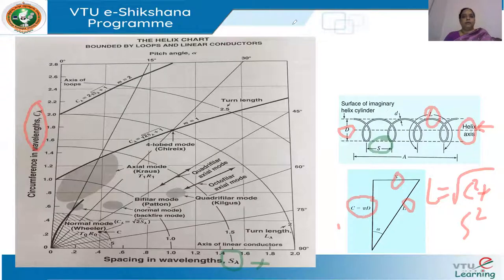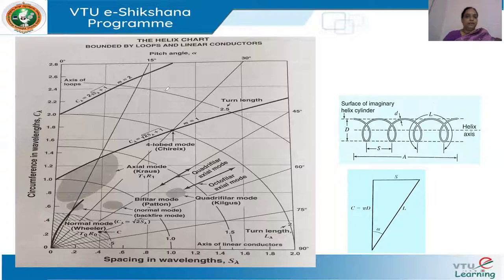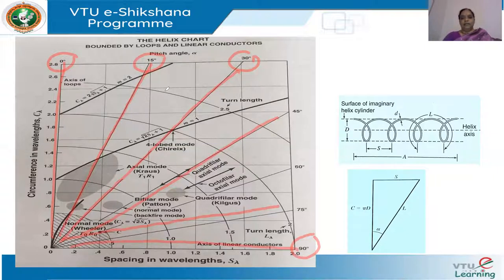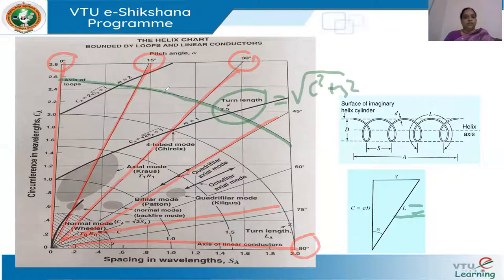Now, last class we have seen how you can represent a point here. The pitch angle is 0 degrees, 15 degrees, 30 degrees, up to 90 degrees. So this line represents 0 degrees, this represents 15 degrees, 30 degrees, 45 degrees, and till 90 degrees. Similarly, you have the turn length L. On all the points on this curve, the turn length is 2.5. So 2.5 is equal to square root of C square plus S square. When S is 0, what is the C value? The C value is 2.5. And similarly, this keeps going further. Then we have the turn length 2, the turn length 1.5, and 1.